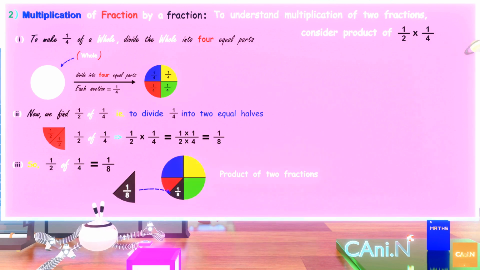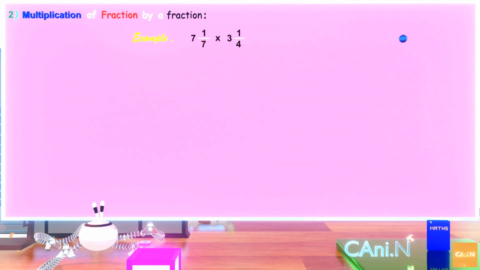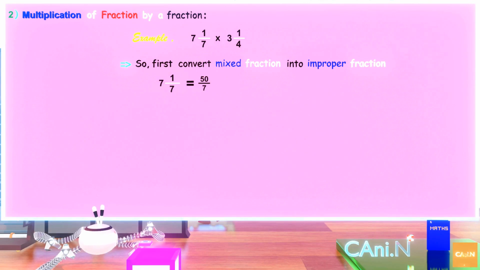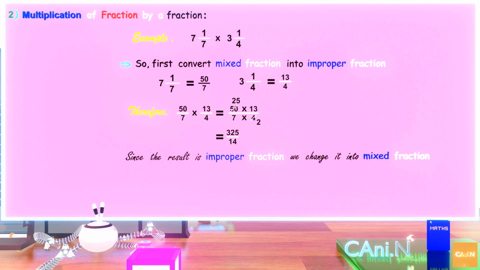Hence, the product of two fractions equals the product of their numerators by the product of their denominators. Example. Solve 7 1/7 into 3 1/4. So, first convert the mixed fractions into improper fractions. 7 1/7 equals 50/7. 3 1/4 equals 13/4. Therefore, 50/7 into 13/4 equals 50 into 13 divided by 7 into 4 equals 325/14. Since the result is an improper fraction, we change it into a mixed fraction. That is, 325/14 equals 23 3/14.